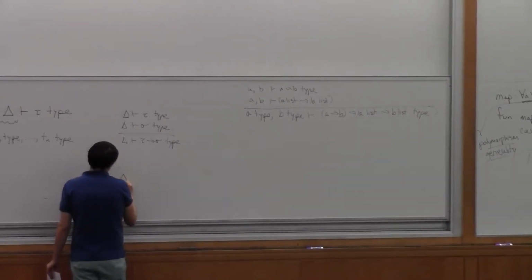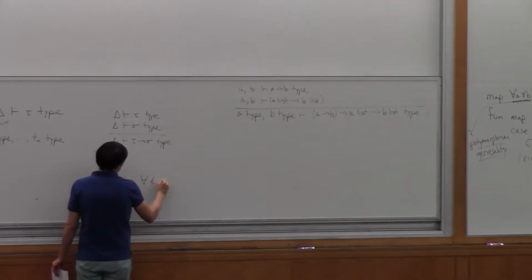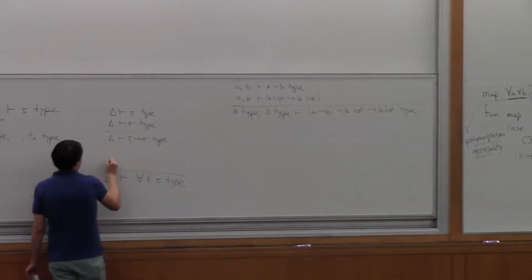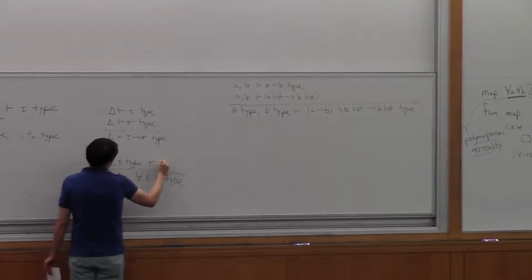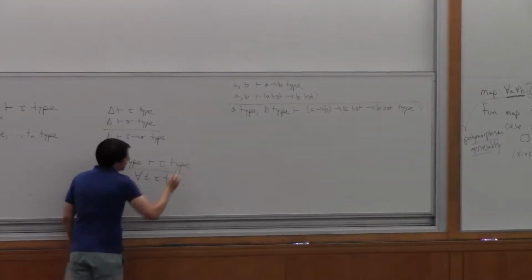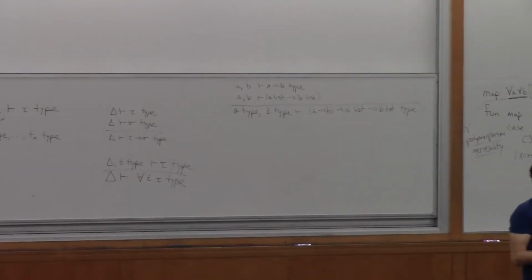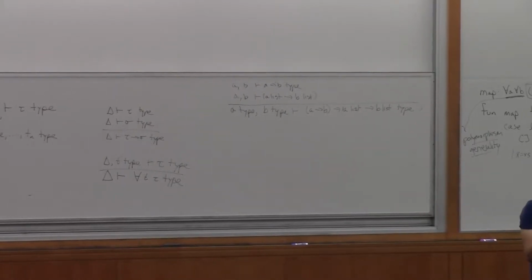And then the interesting new one will be to show that for all t dot tau is a type in delta, we assume that t is a type and show that tau is a type, right? So to show that a for all quantifier is well formed, you add an extra variable and then check that the type inside of it is well formed.